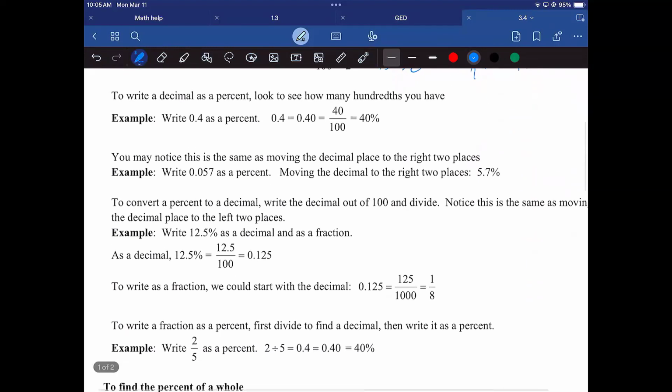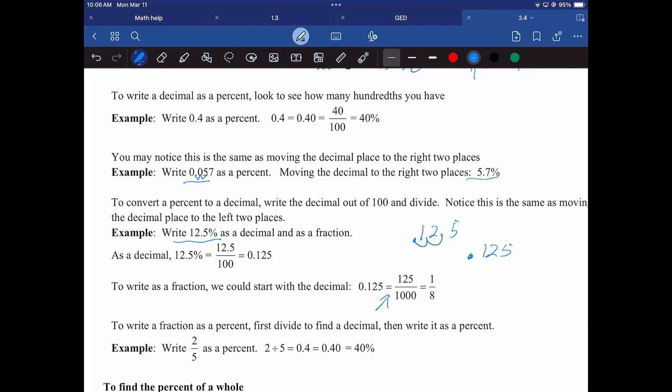Now, when we write this number here, 0.057 as a percent, what we're going to do is move the decimal over 2 places to the right. That will give us 5.7%. So let's say that we have here 12.5%. Remember, we want to take it out of hundreds. We're going to move the decimal to the left, 0.125.